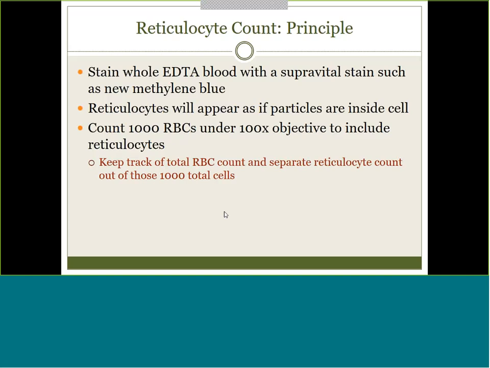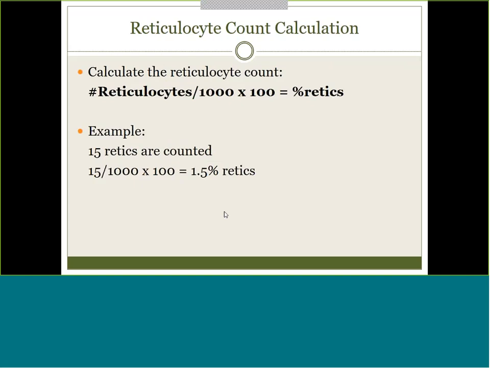We're counting a total of 1,000 red cells. Overall, you're going to count 1,000 red blood cells, which actually doesn't take as long as you think. Out of those 1,000 red cells, we're counting how many are actually reticulocytes. Once we do that, we can calculate our percentage. It would simply be the number of reticulocytes you counted divided by your 1,000 red cells, times 100%, to get your percent retic. For example, if you had 15 reticulocytes, it would be 15 divided by 1,000, and then you times it by 100%. In this case, that'd be 1.5%, which is a normal value.